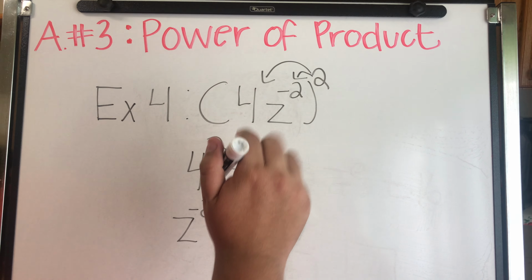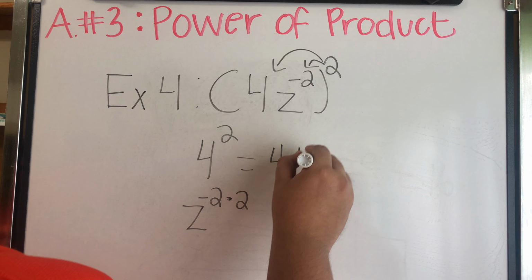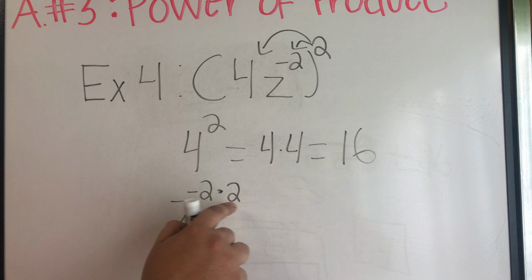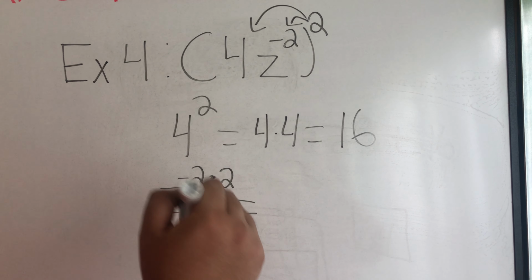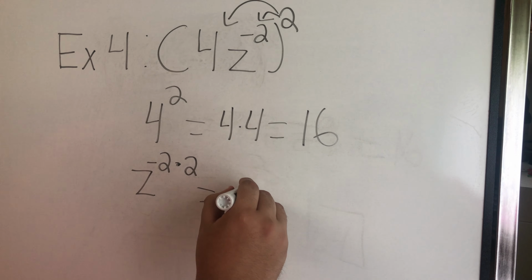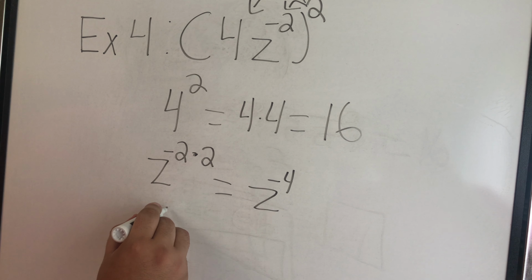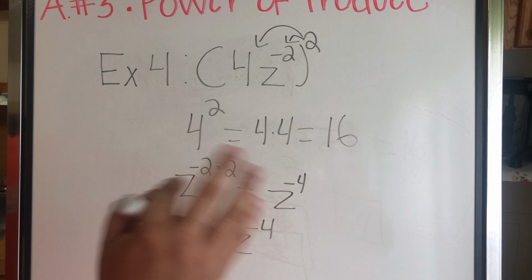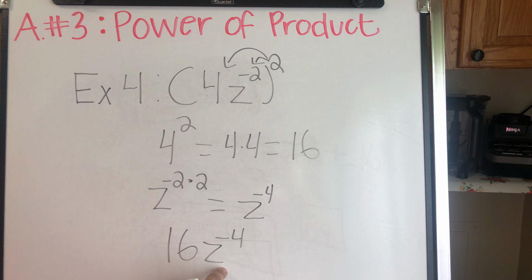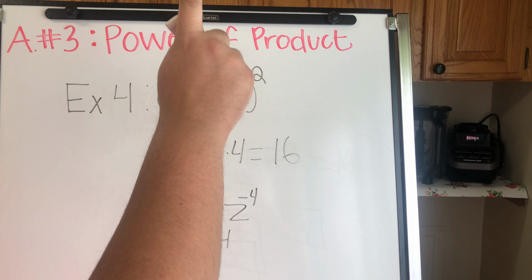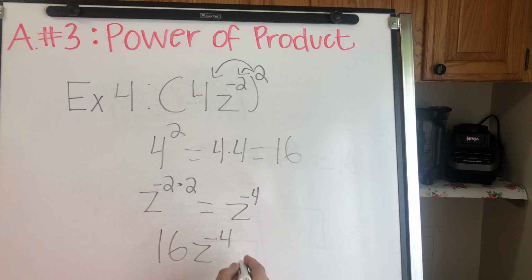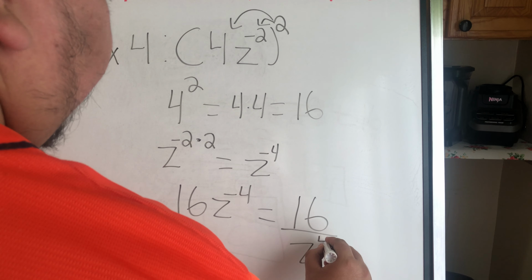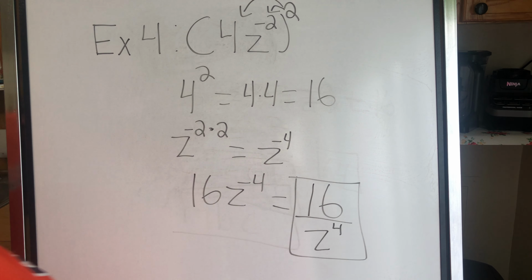So 4 squared is a total of 2 4s multiplying themselves. So 4 times 4, which gives us 16. And then we go to the bottom. Negative 2 times 2. A negative times a positive will always be a negative. So z to the power negative 4. We combine them. 16z to the power negative 4. This is where your foundation work comes in. You can never have a negative exponent. Since it's negative on the top, to make it positive, you have to send it to the bottom. So my answer is going to be 16 over z to the power 4. Complete.